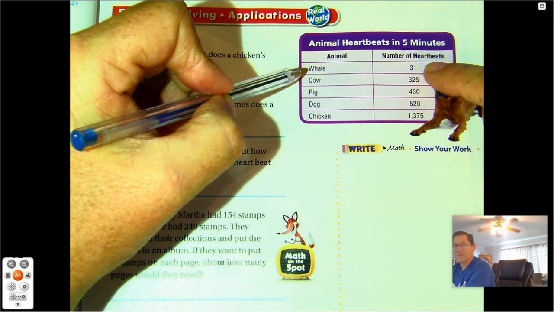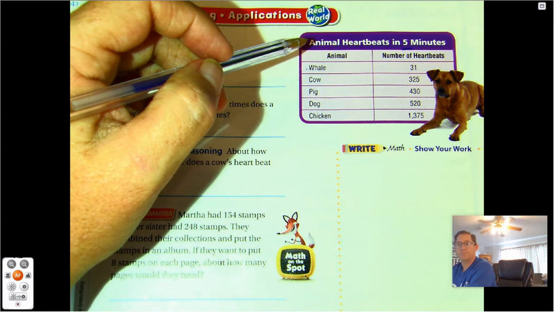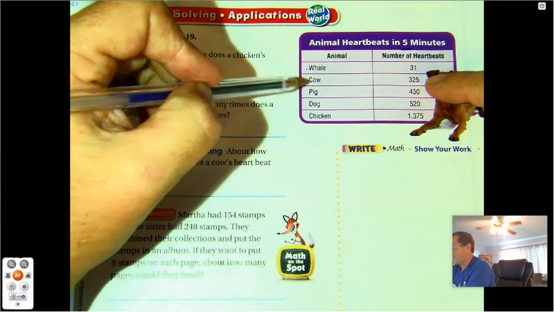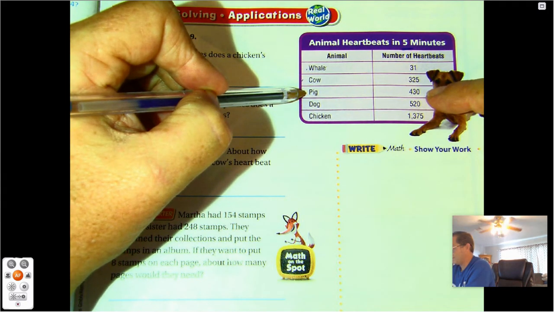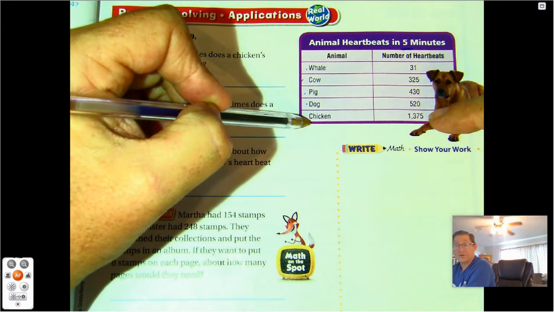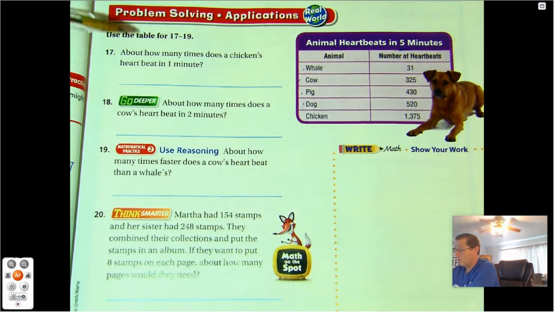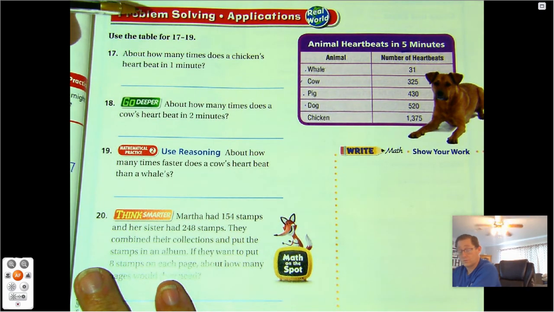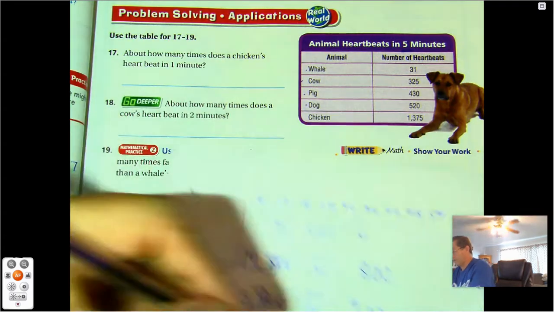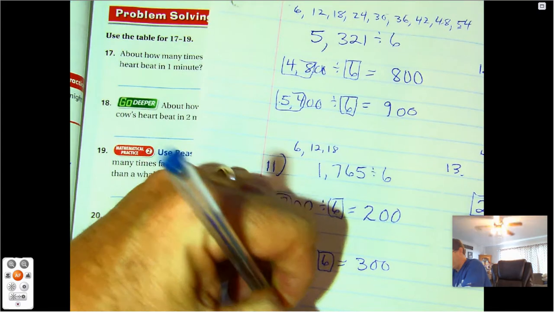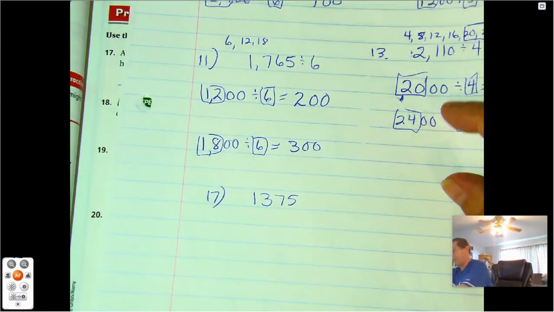That's really slow. A cow, 325 beats in 5 minutes. A pig, 430 beats in 5 minutes. A dog, 520. And a chicken, 1,375 beats in 5 minutes. Wow, that's a lot. So it wants to know about how many times does a chicken's heart beat in 1 minute. Well, in 5 minutes, it's 1,375. And we're going to divide by 5.